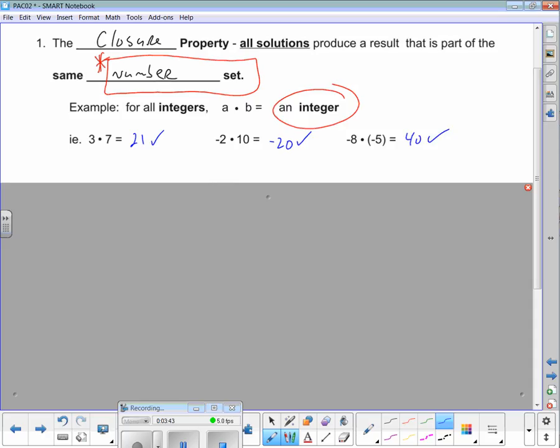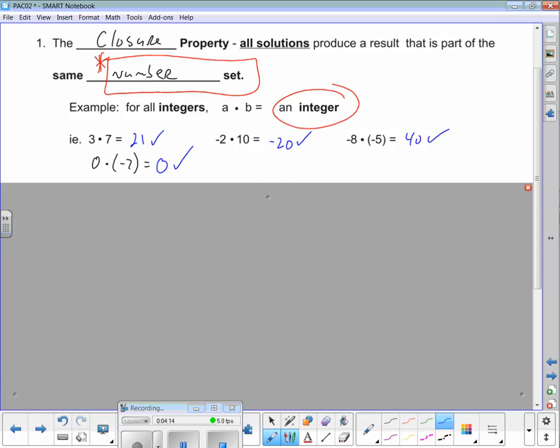And honestly, I should have done one more example. Let's do a 0 example. How about 0 times negative 7? What's 0 times negative 7? 0. Is 0 an integer? Yes, it is. That one works. So is the operation of multiplication closed for integers? Yes. No matter what integers you try, your answer will always be an integer.